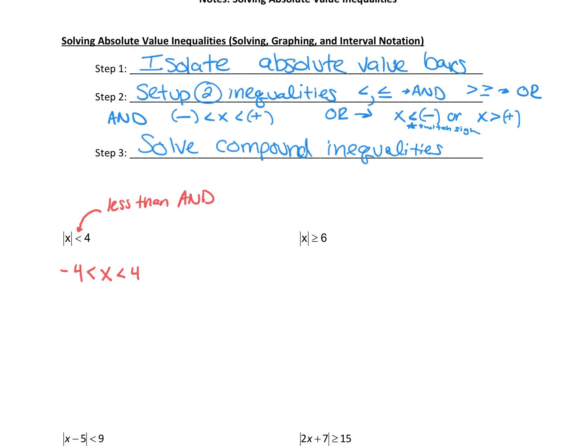So now if I were to graph this, I would put negative 4, 0, 4. An open circle on 4 and an open circle on negative 4, and the values are going to fall between 4 and negative 4. The interval notation would be from negative 4 to 4.